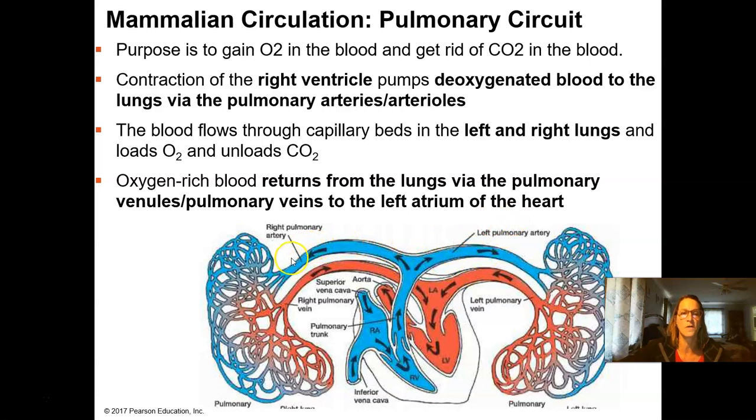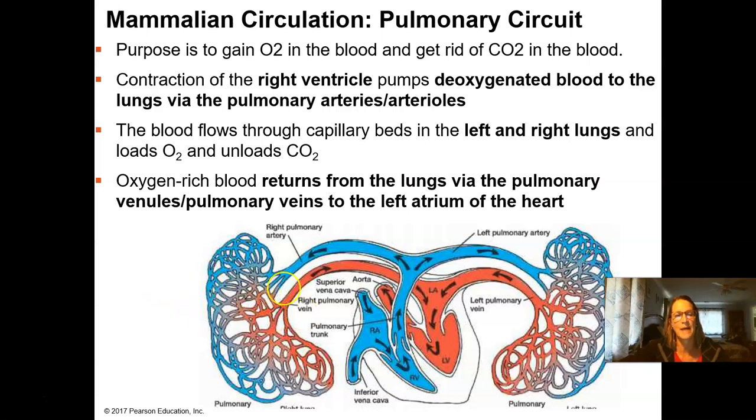The pulmonary artery is going to break up into arterioles. Remember that smaller branches of the arteries are arterioles. And then from the arterioles, it's going to branch into the capillary beds, and that will happen on either the right or the left lung. Once the capillary beds have the blood in them within the lungs, oxygen is going to come into the blood within the capillaries, and carbon dioxide is going to leave the blood.